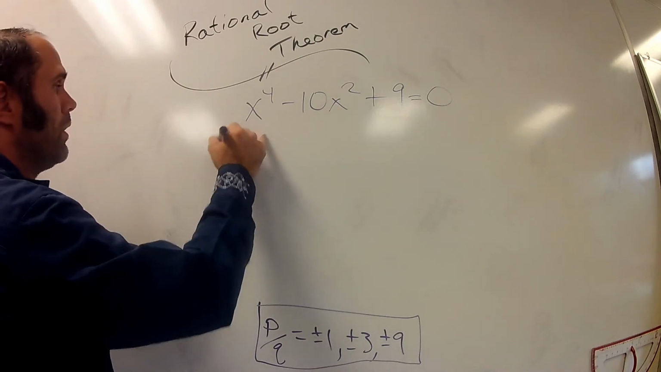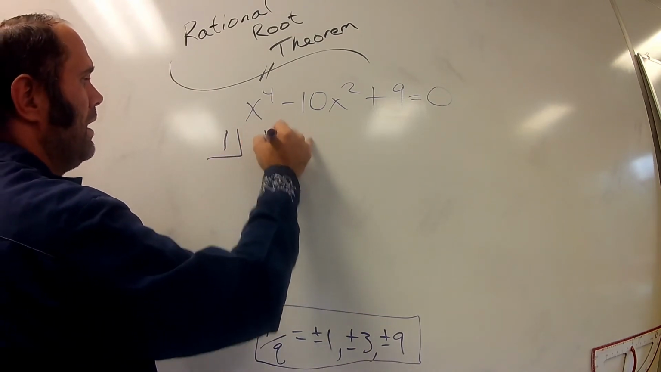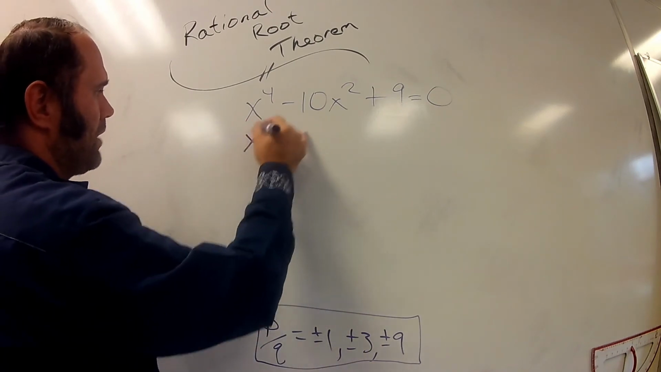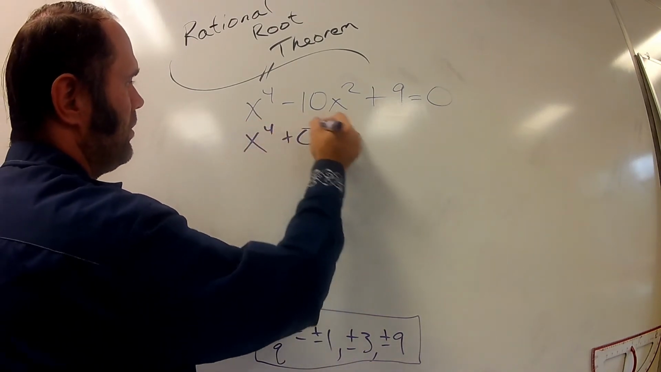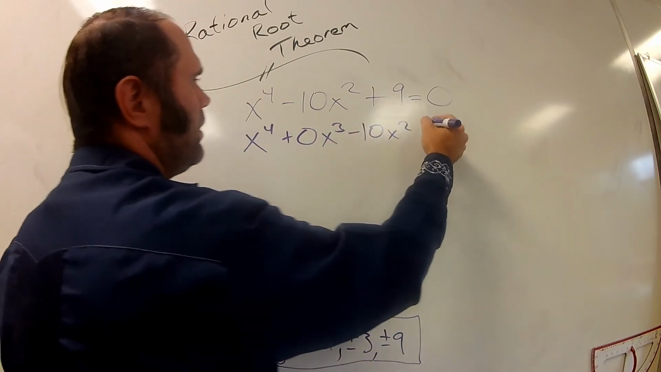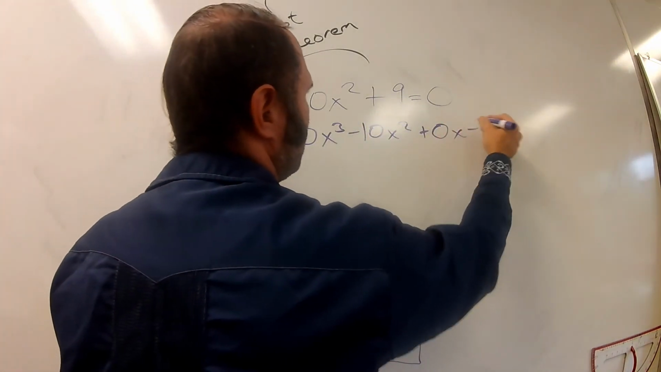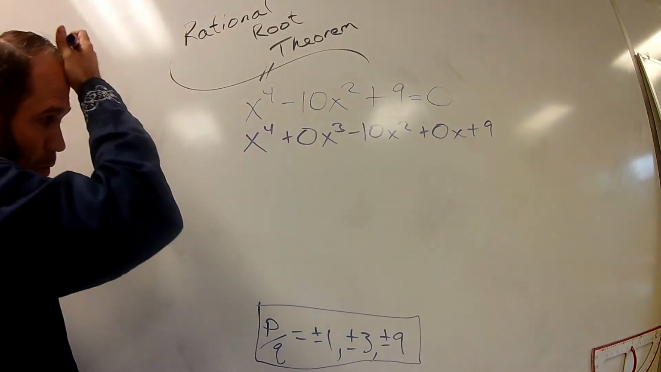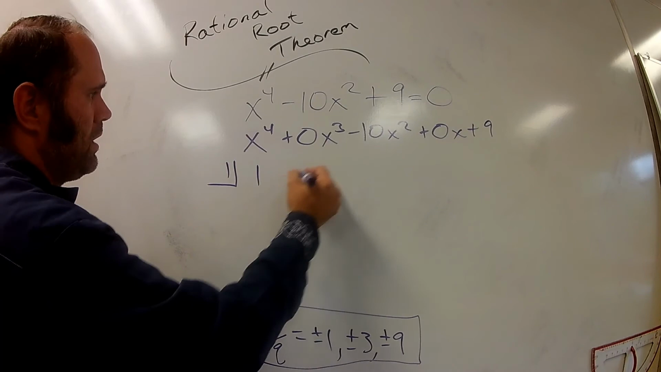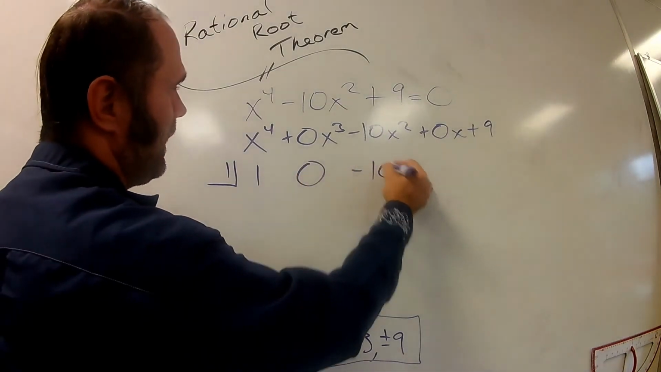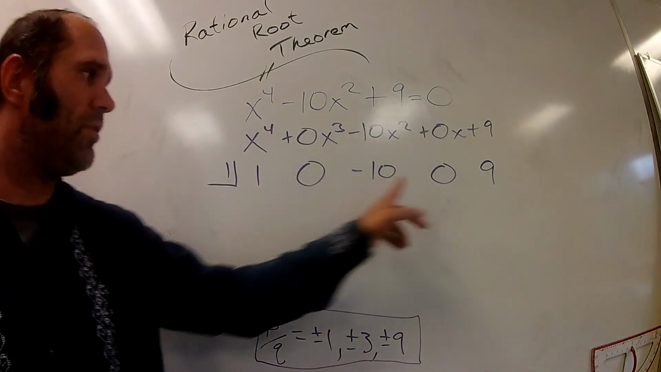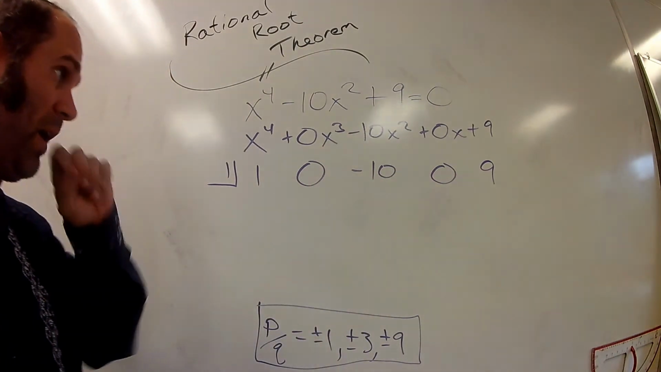So we're going to do our 1 and 1. This is where we need to rewrite this as x to the fourth plus 0x cubed minus 10x squared plus 0x plus 9. Now when we write our synthetic division, we can see it's a 1, a 0, a negative 10, a 0, and a 9. We can't miss those. If we miss those in our synthetic division, it will not work.